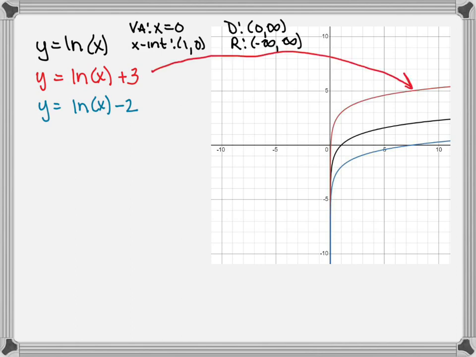In red, we see the graph of y equals the natural log of x plus 3. This is a vertical translation, or shift up 3 units.